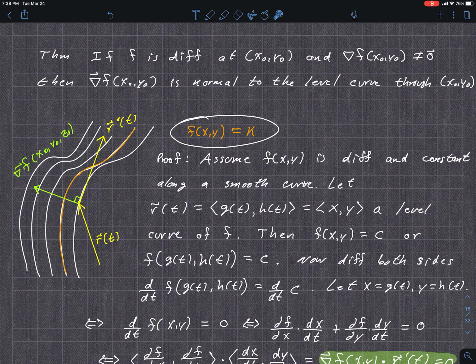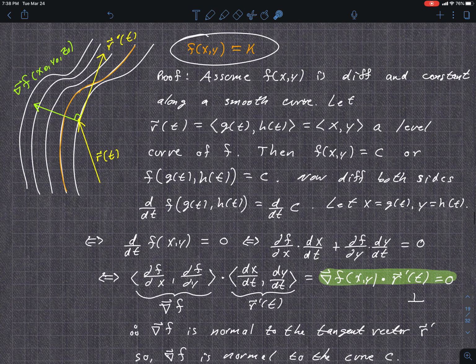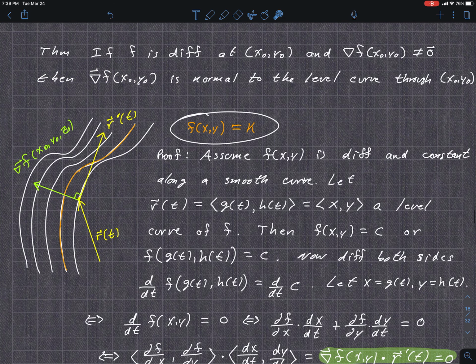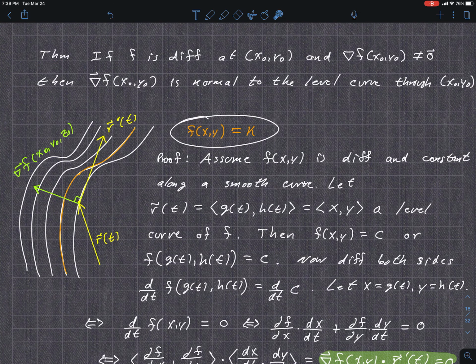Okay, next concept was this. You don't need to know this entire proof, but know the pieces of it. Know the concept, the pieces of it. And of course the theorem itself. If f is differentiable at a point, and of course that's just the hypothesis, and the gradient is non-zero, then the gradient of f is normal to the level curve through the point.